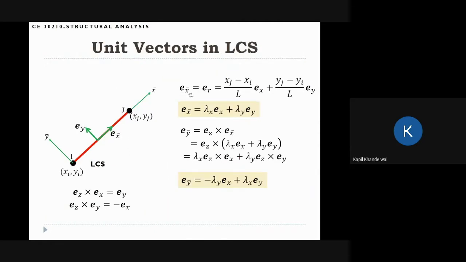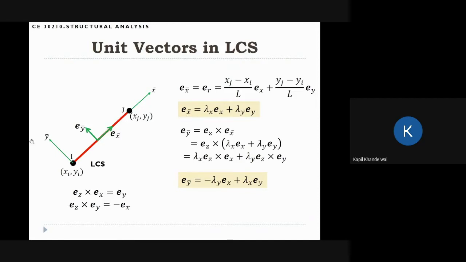So Ex bar is nothing but ER. ER is the unit vector that we already defined; if you go back to your lecture notes on 3D trusses, we have learned about transformations, so you will find the definition of ER there. This is the unit vector going from I to J, and this is just nothing but lambda x Ex plus lambda y Ey. So this is our Ex bar vector.